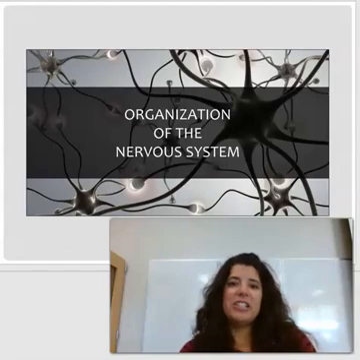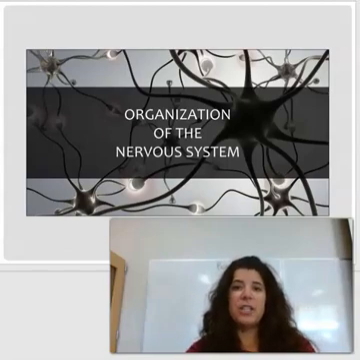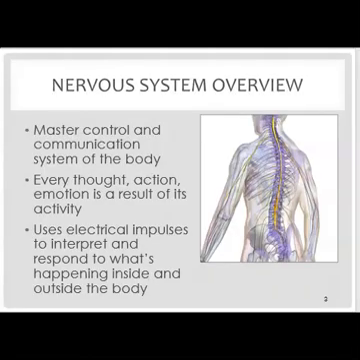Good morning. This lecture video is going to go over the organization of our nervous system. So our nervous system is our master control and communication system of the body. Every single thought, every single action, every single emotion that you have is a result of its activity. It's very complex and amazingly fast.